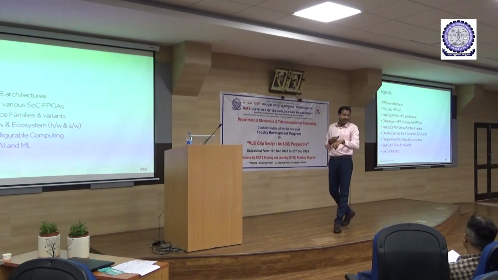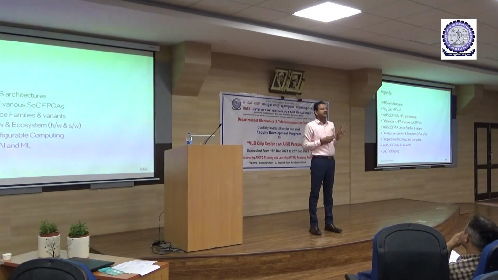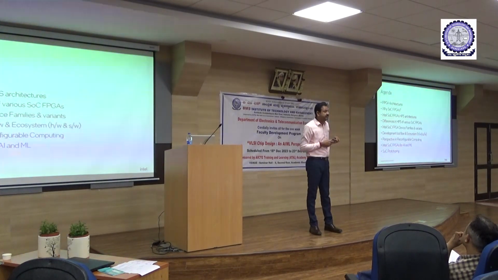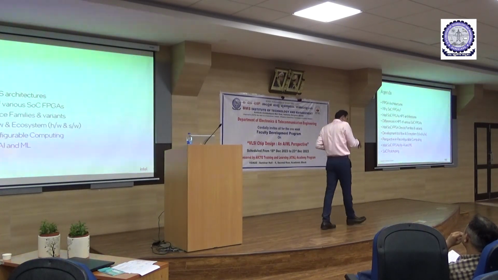Whereas in Agilex 5, we do have two different cores, one A55 and then A77. Both are present, along with that, you also have an FPGA. So you can imagine how big that will be. Is the point clear? So that means they are fine-tuned for different applications.